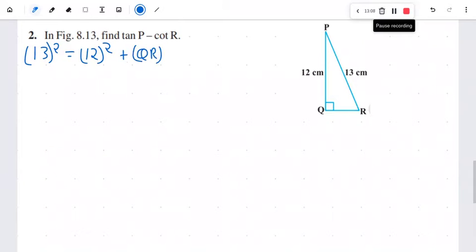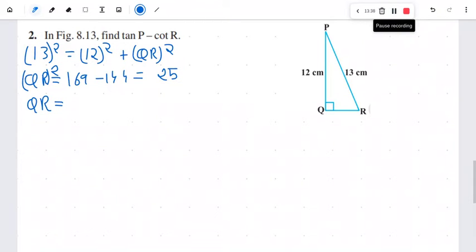So QR square. Now we do not know QR. So QR will be what? Value of QR is nothing but 13 square 169 minus 12 square 144. That is nothing but 25. So QR square is this much. So what will be the value of QR?